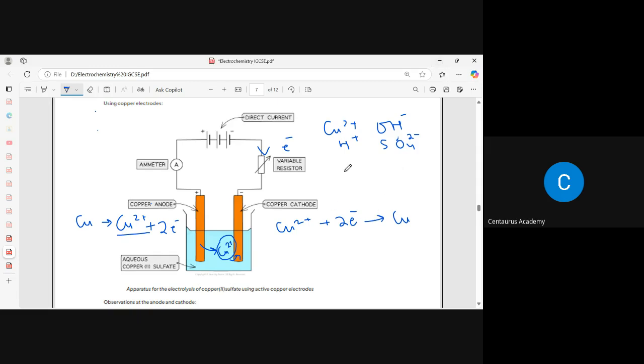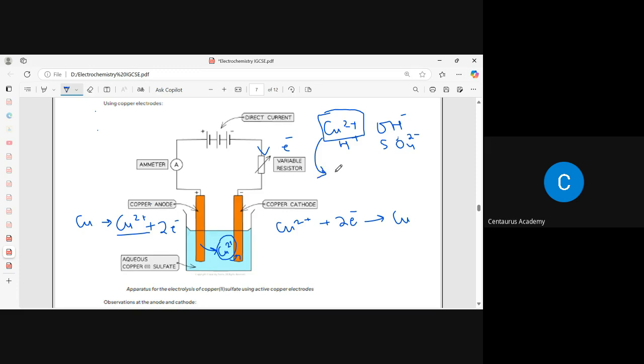What happens when the rate of production of these copper 2 plus ions and their deposition onto the copper cathode is exactly the same? As a result, the concentration of the copper 2 plus ions within the electrolyte does not change, or relatively, it remains considerably constant. And the blue color of the electrolyte that you see is actually because of the copper 2 plus ions. Tell me what is going to happen to this color.